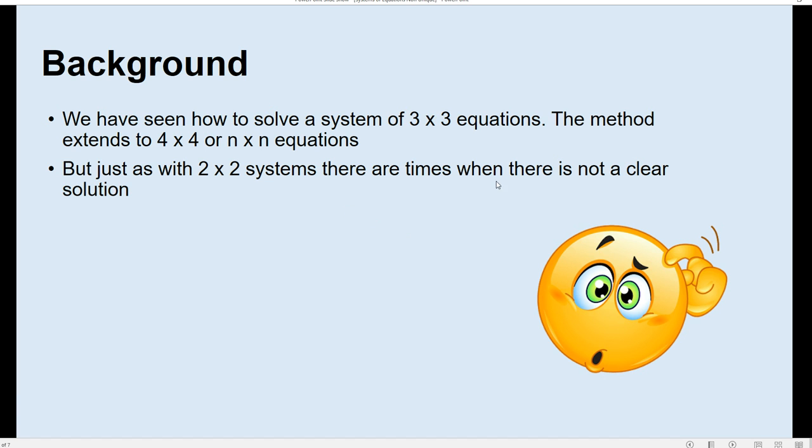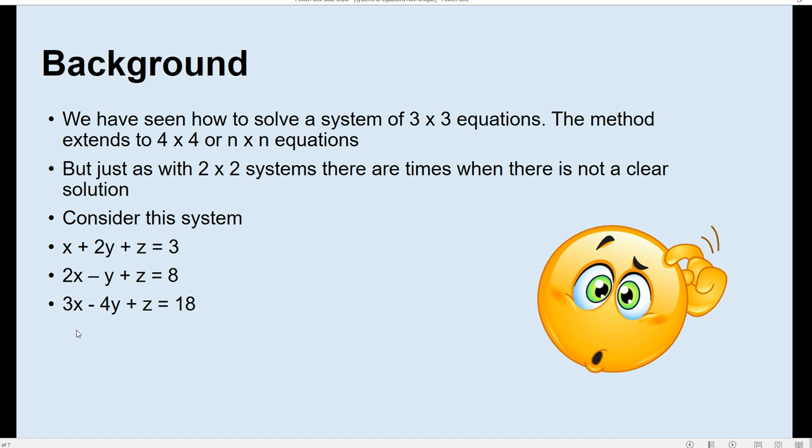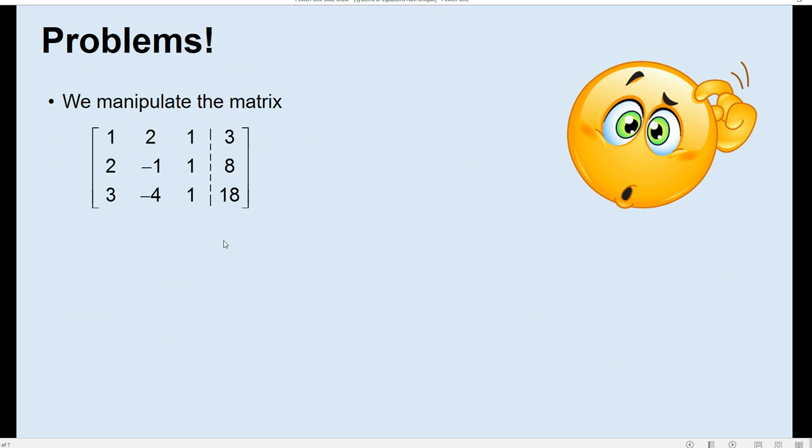And with a 3 by 3 system, in just the same way as with a 2 by 2 system, we have times when there isn't necessarily a clear solution. So let's have a look at this system. We have 3 equations in 3 unknowns, and again, we need our augmented matrix. So here it is. And remember, we need to get zeros here to start with.